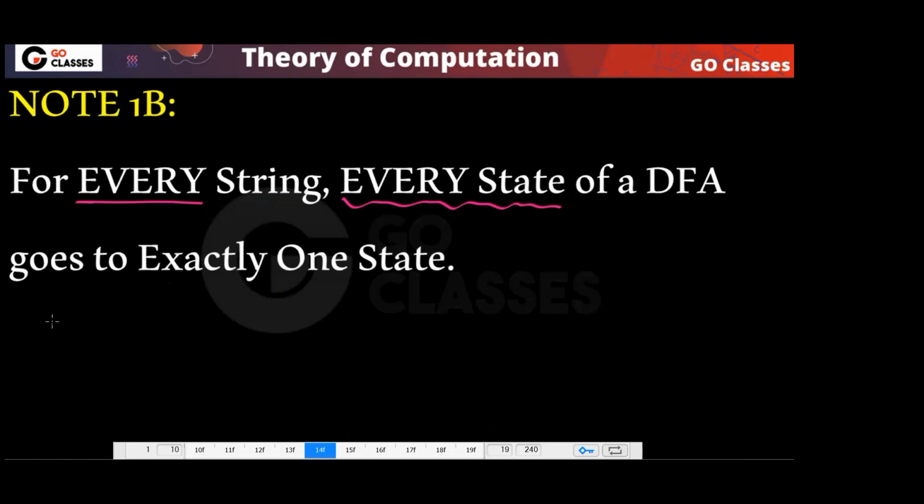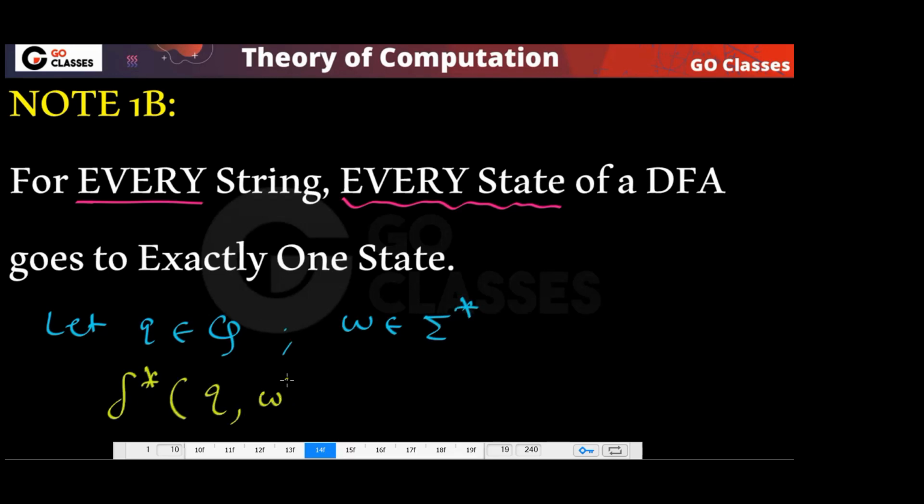Whatever state you take, let q belong to Q, and you can notice w belongs to sigma star. Then what will happen? Delta star of q comma w will be some state q dash, and that also belongs to Q. So you will get a unique state. Again, whatever string you take, you will get a unique state.